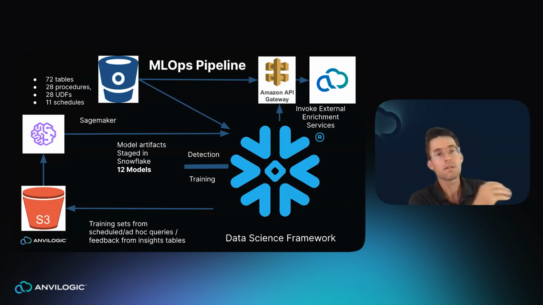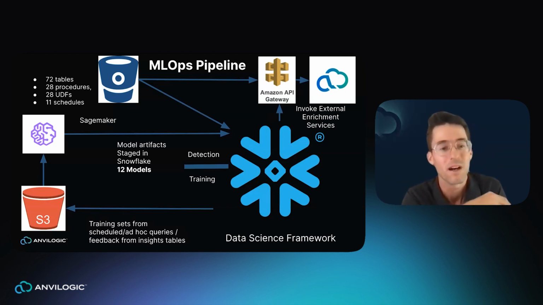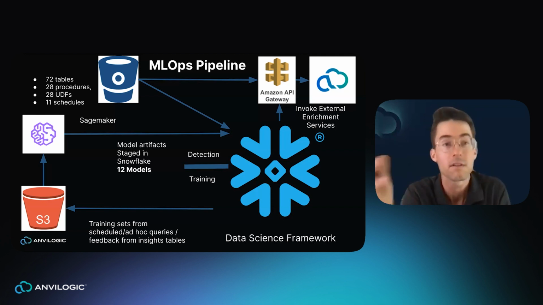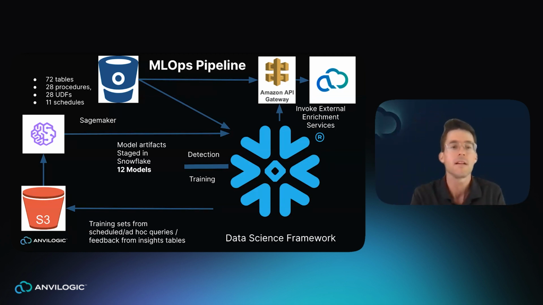So it all starts with Bitbucket, because although we're data scientists, we also write software. We need repositories to keep our code, make sure things are checked, and if there's a problem, roll it back. From Bitbucket, we have pipelines, and those pipelines publish 72 tables. We have tons of procedures, UDFs, and schedules that effectively do our detection.